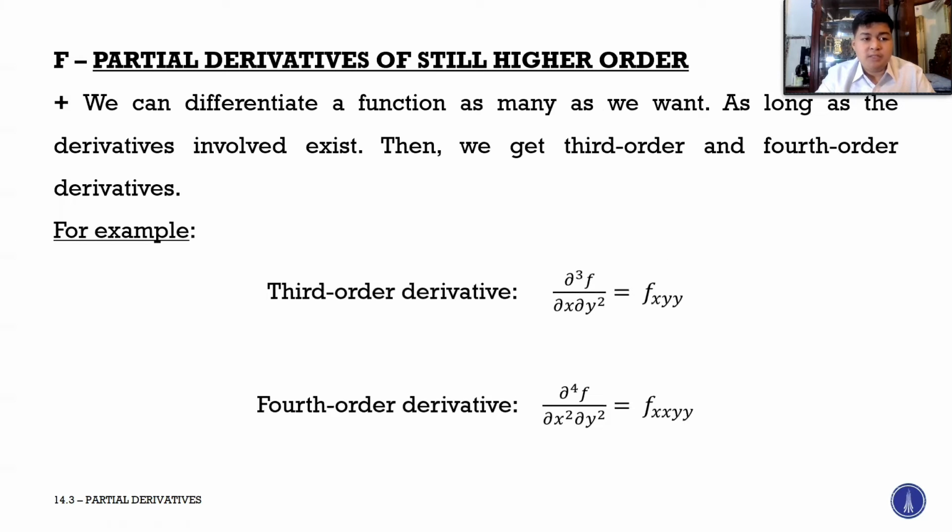In this next point, which is partial derivatives of still higher orders, we can differentiate the function as many times as we want, as long as the derivative exists. Then we can get derivatives of higher order, such as third order or fourth order, like the example shown below.